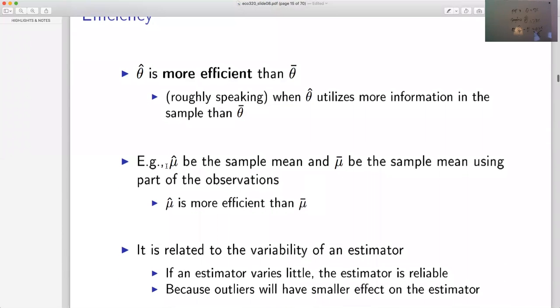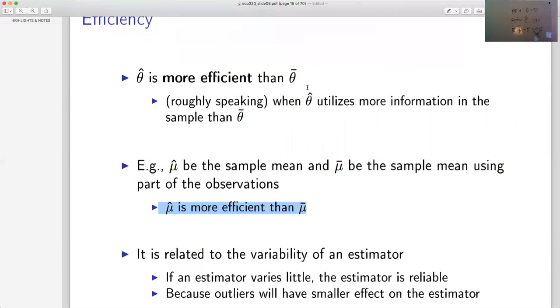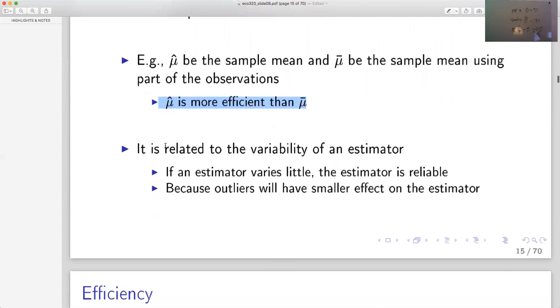For example, mu hat is the sample mean, and mu bar is the sample mean using only part of the observations. Because this one uses more information, of course, it will be more efficient. In statistics, if something is more efficient than the other, then it is using more information or more samples. So it is related to the variability of an estimator.